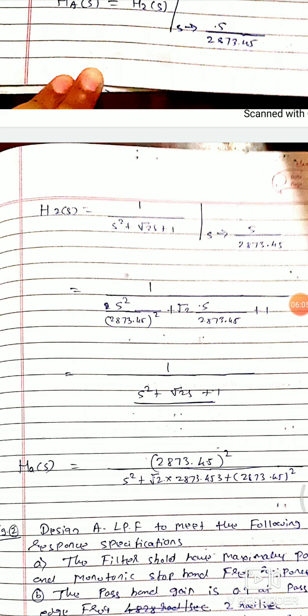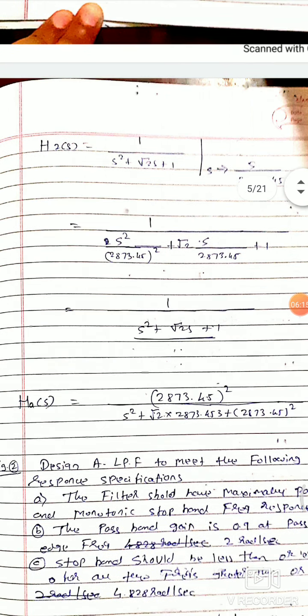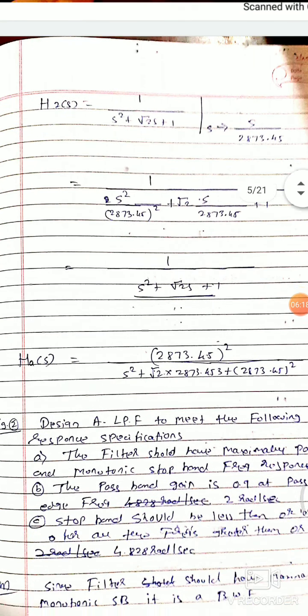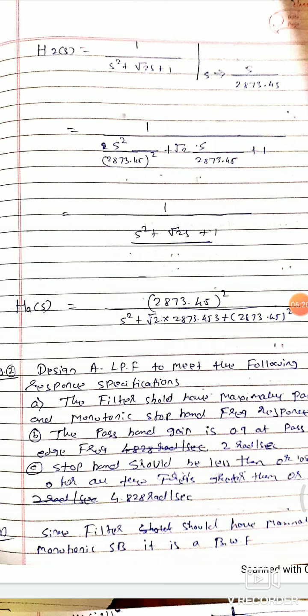So this is S square here. So this becomes S square divided by 2873.4 pi whole square plus root 2 S, where S is again replaced by S divided by 2873.4 pi, plus 1. So now you have to simplify this and take the LCM of the denominator, and when you get the LCM of the complete denominator, that goes to the numerator. So the numerator value is 2873.4 pi whole square, and whatever remains in the denominator you write accordingly.